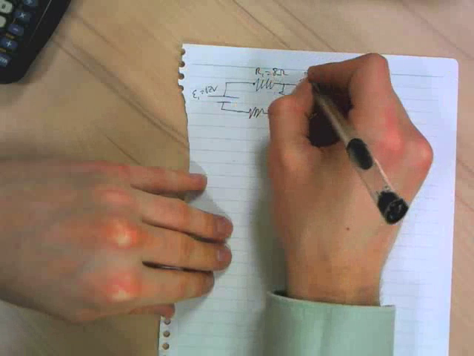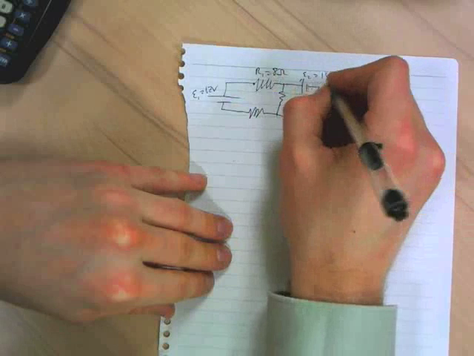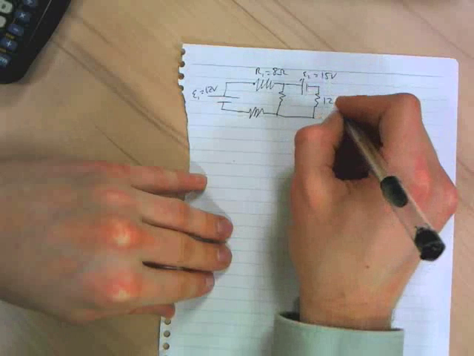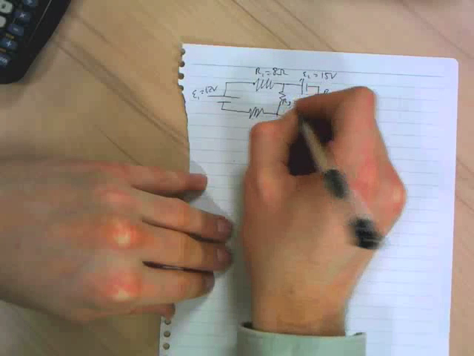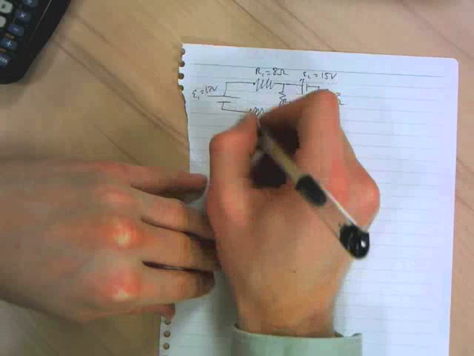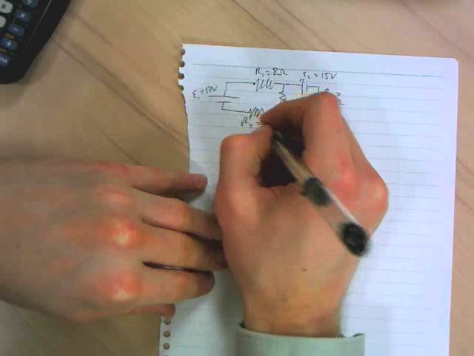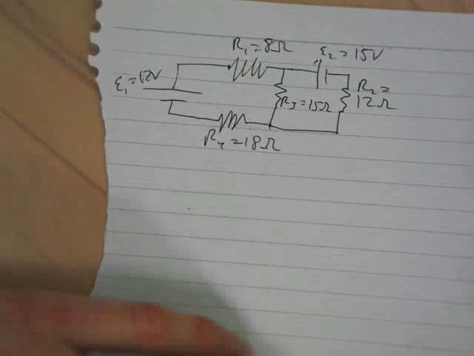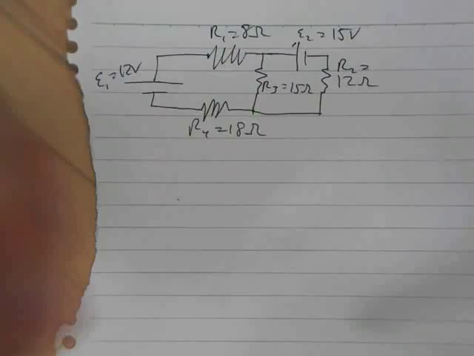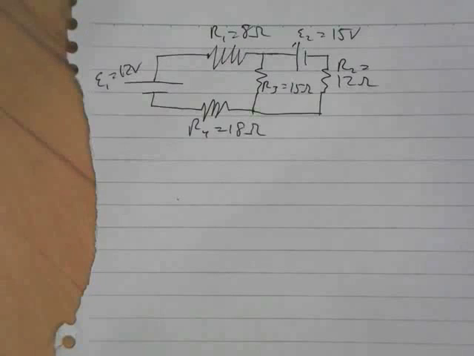Let's say this is 15 volts. Let's say this is 12 ohms. Let's call this R3. Say it's 15 ohms. And let's say here R4 is 18 ohms. All right. So here's our circuit. All right. And again, we can start writing Kirchhoff's rules.